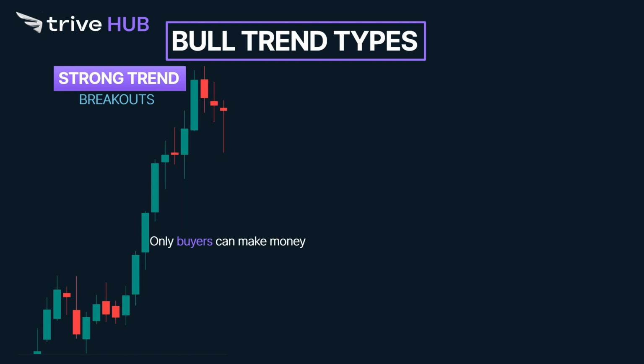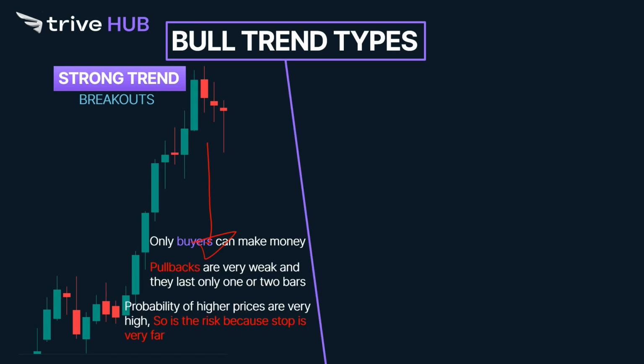So strong trends or breakouts are a good trading opportunity in the direction of the trend, but you need to take entry at very good levels with a good risk to reward ratio. Otherwise the risk of losing big money will be very high in such strong trends.